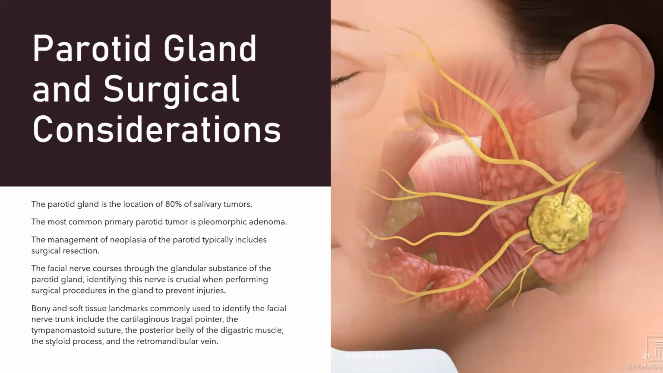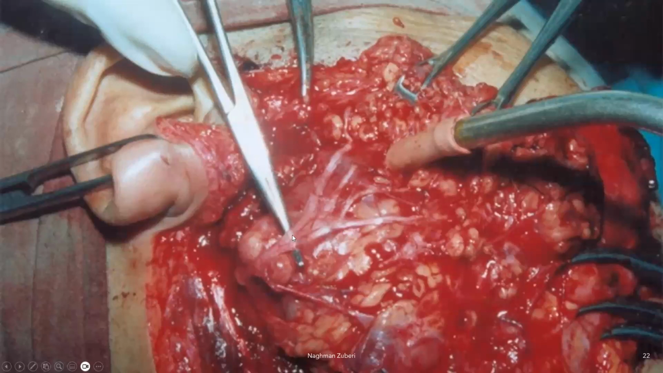Bony and soft tissue landmarks commonly used to identify the facial nerve trunk include the cartilaginous tragal pointer, the tympanomastoid suture, the posterior belly of the digastric muscle, the styloid process, and the retromandibular vein. That's how we identify the facial nerve. There is a tumor inside. If we do not identify it, isolate it, then definitely we are going to injure it. This is the trunk and the bifurcation of the trunk we can see easily. Then when it further comes forward, another bifurcation is visible.